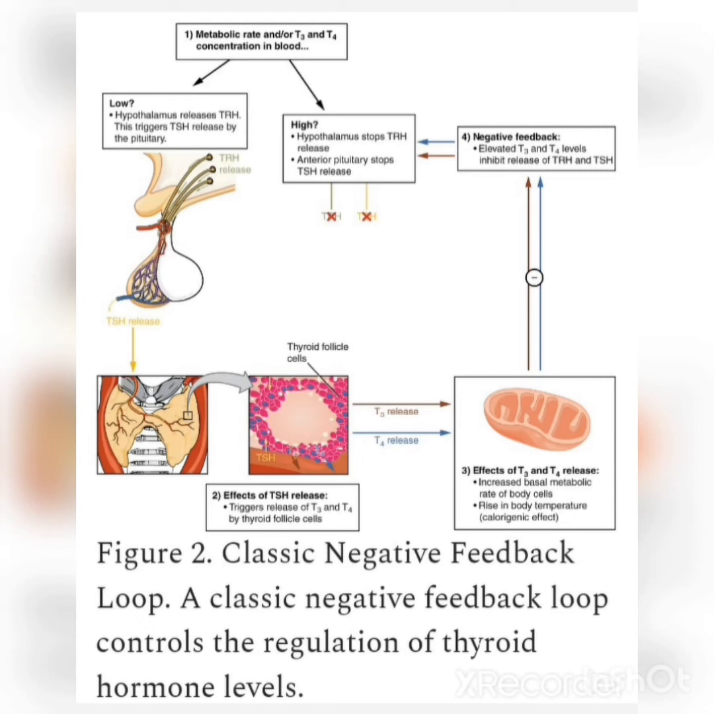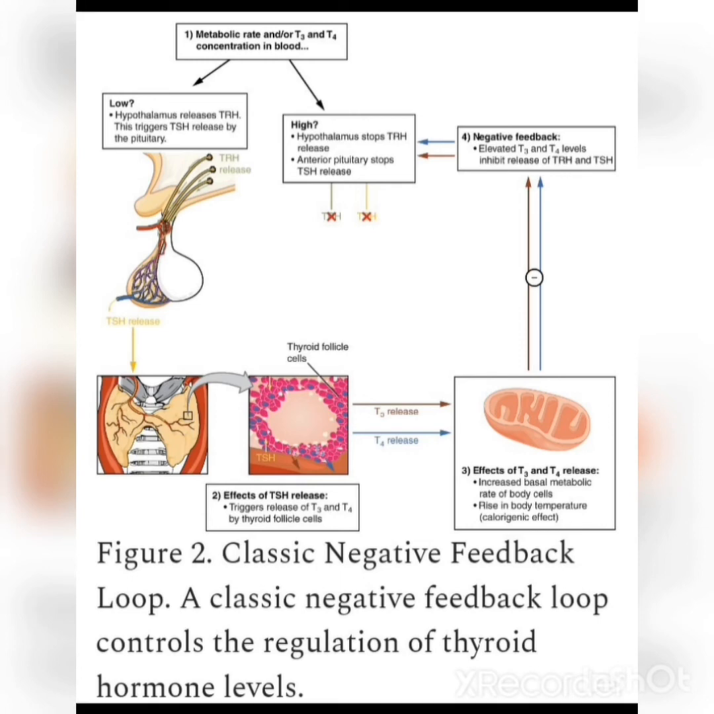When T3 and T4 concentration in the blood is low, the hypothalamus releases TRH. This triggers the release of TSH, that is thyroid stimulating hormone, by the anterior pituitary. The TSH release helps in increasing basal metabolic rate and a rise in body temperature.